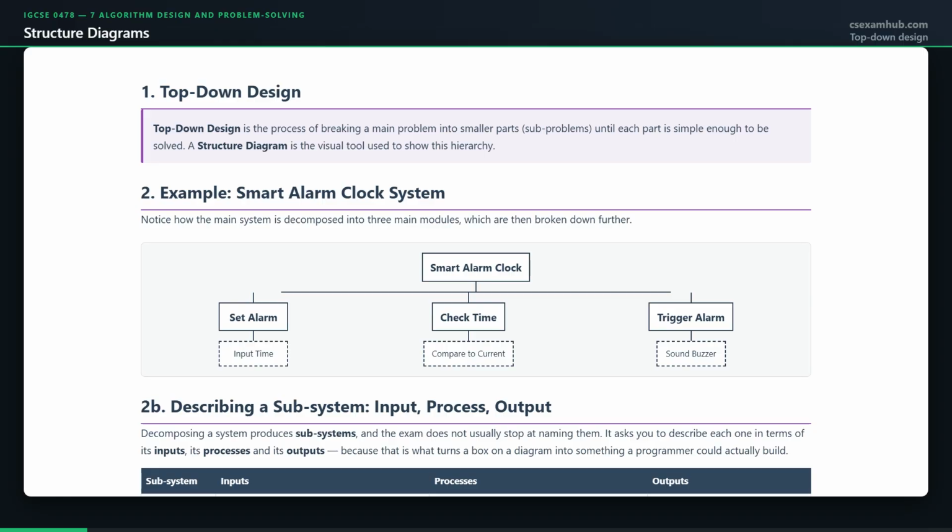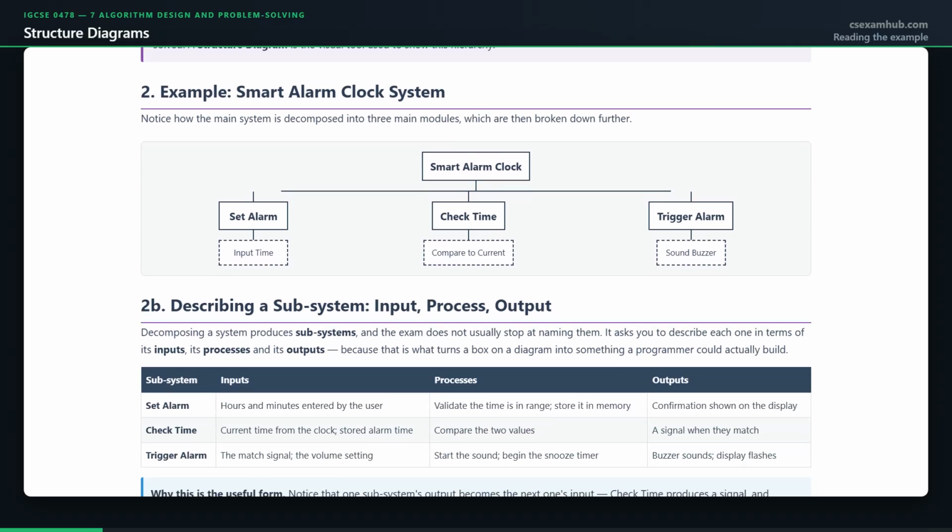A system is decomposed into subsystems, each of which does one identifiable job. The example on the page is a smart alarm clock. At the top, the whole system. Below it, 3 subsystems: set alarm, check time, trigger alarm. And below those, their components. Set alarm breaks into input time. Check time breaks into compare to current. Trigger alarm breaks into sound buzzer.